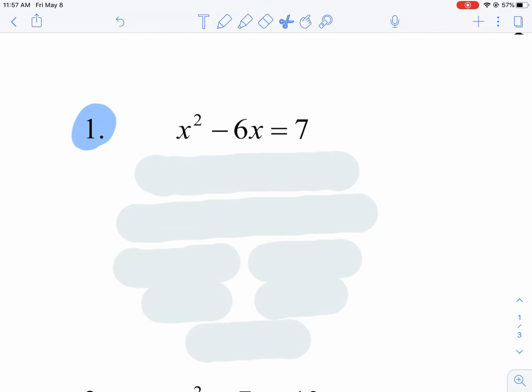What is the first step to get this example, x squared minus 6x equals 7, into standard form? If you're thinking subtract 7 on both sides, you're correct. And when I write it in my standard form, x squared term, x term, no x term, we get x squared minus 6x minus 7 equals 0. Go ahead and factor that.